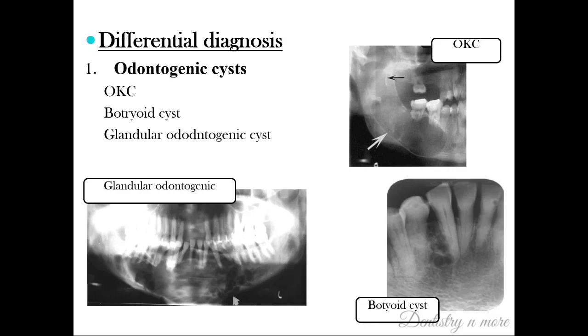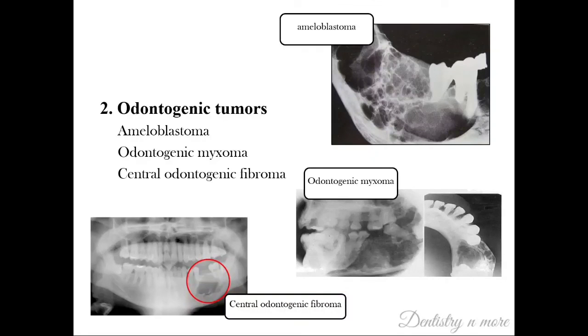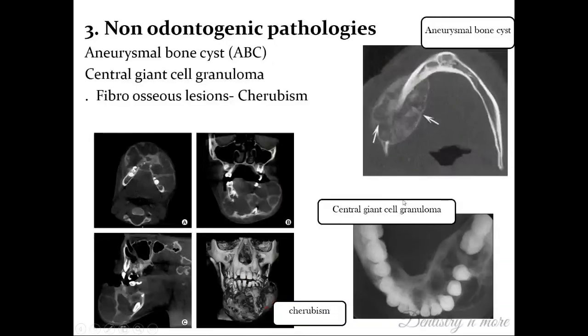The differential diagnosis that you can give includes the odontogenic cysts, that is odontogenic keratocyst, botryoid odontogenic cyst, glandular odontogenic cyst. The odontogenic tumors are ameloblastoma, odontogenic myxoma, central odontogenic fibroma. You can see here the almost soap bubble appearance in the ameloblastoma. And among the non-odontogenic pathologies, you have the aneurysmal bone cyst, central giant cell granuloma, and fibrous lesions such as that of cherubism.